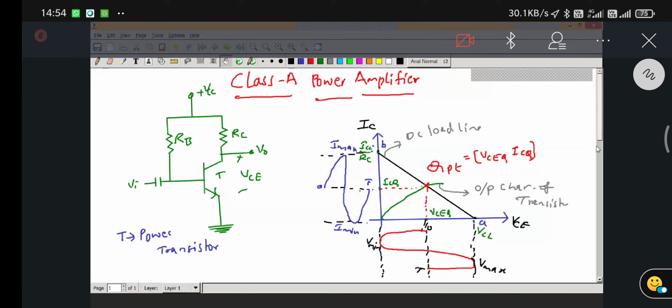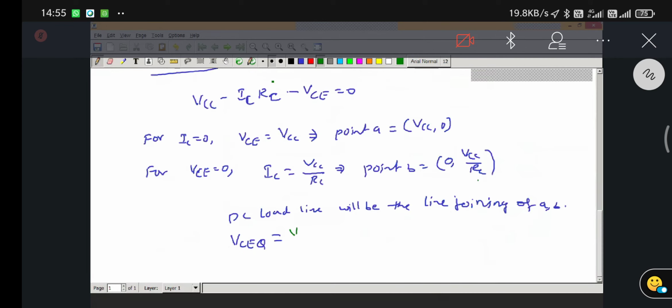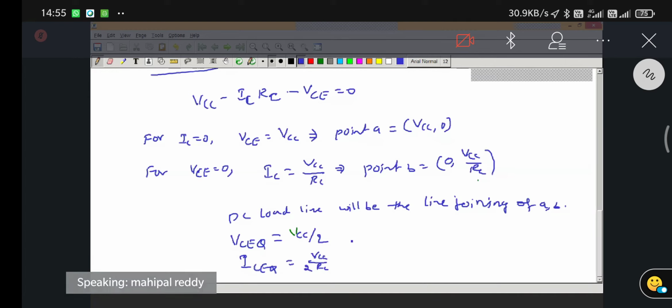We can write VCEQ as VCC by 2, and ICQ will be VCC by RC by 2, and these are the Q points. These are the ideal values for the class A power amplifier.